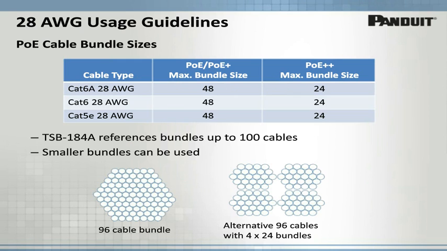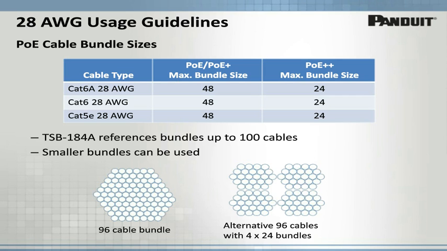Now, TSB 184A is a technical service bulletin from TIA that deals with the topic of PoE cabling and bundle sizes. And it references a maximum bundle size of 100 cables, which, practically speaking, a 96 cable bundle would most likely be the size that you'd be working with, since that's a multiple of 24 cables. And that's shown at the bottom left-hand side of the page.